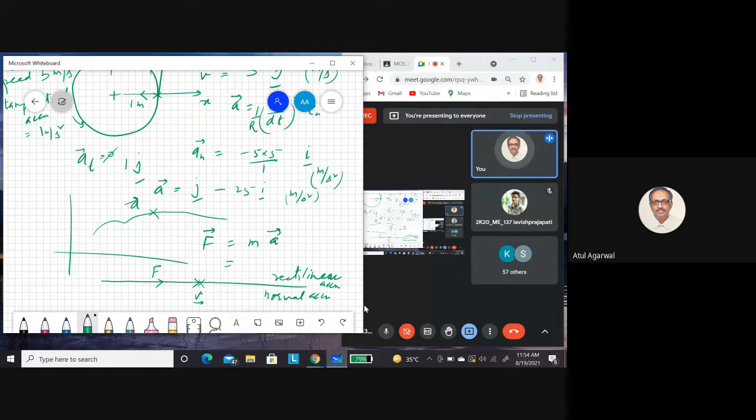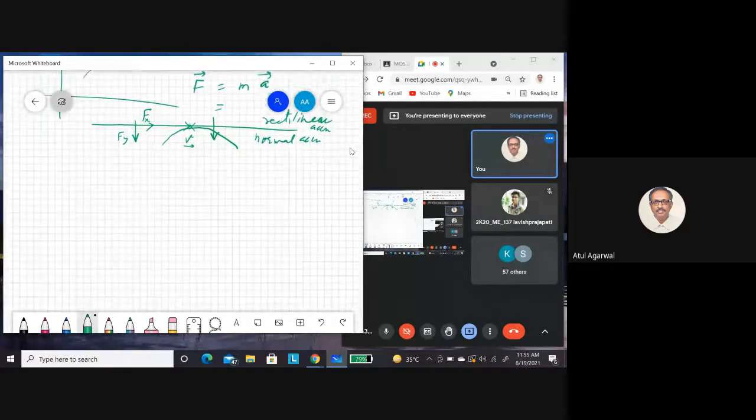When you have a normal acceleration, it means there has to be a force component in the normal direction also. Your force has components fx, fy. Only then it will take a trajectory like this. Now we talk of motion of a projectile. So these are some simple motions you know.